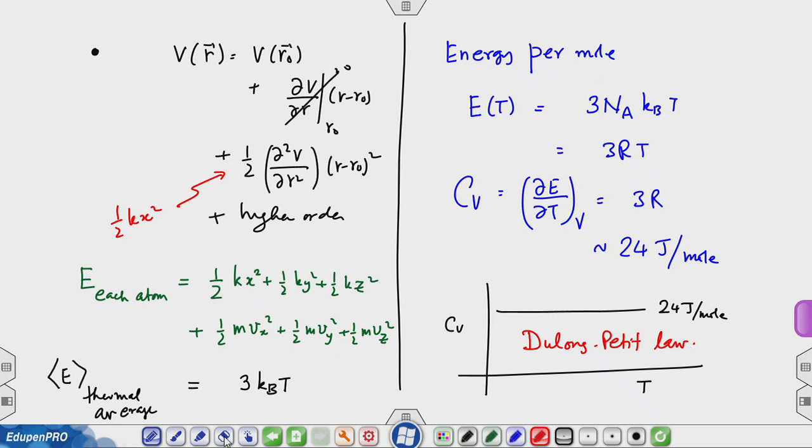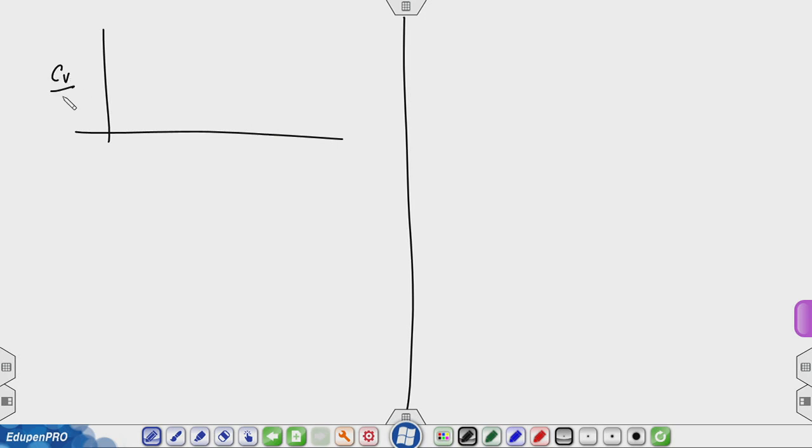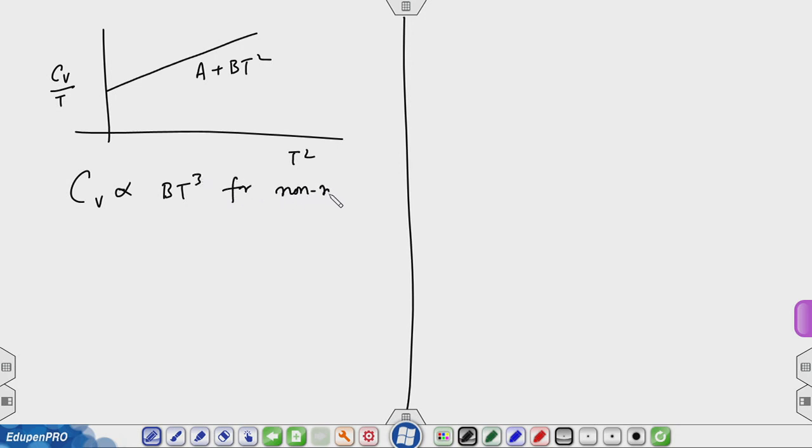But connect it with what I talked about earlier, that specific heat of a metal, if I plot CV over T versus T square, it goes like a straight line, A plus BT square. I am going to ignore this A part. So, CV goes as BT cubed for non-metallic systems like insulators.